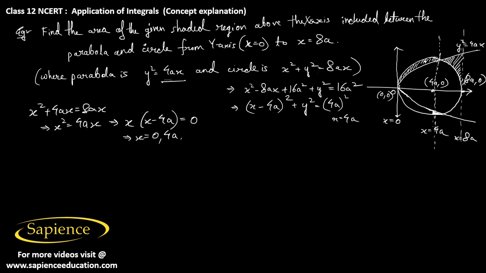So at x equal to 4a, y square will be equal to 4a into 4a. So then y will be equal to plus minus 4a. So it means that the circle will intersect the parabola at the point 4a comma 4a and at the point 4a comma minus 4a.